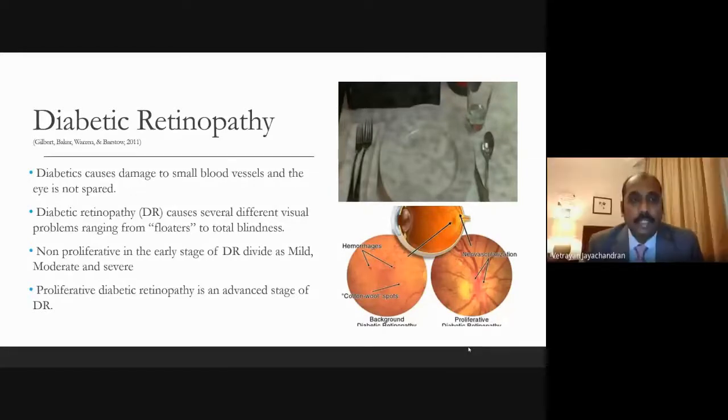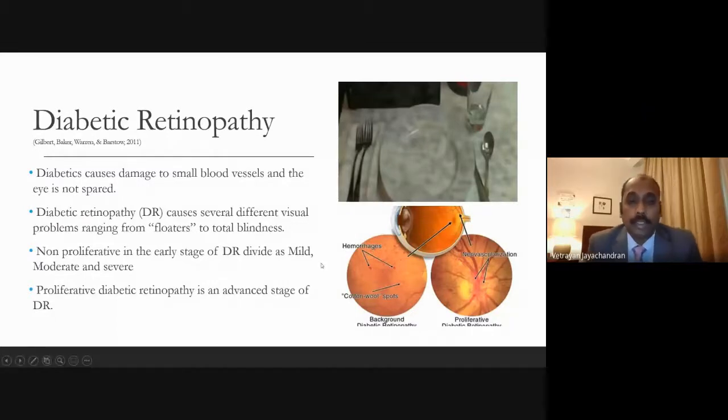Okay, so we will continue. We've seen about AMD. Next we're going to see about diabetic retinopathy. The name itself tells you it is caused by diabetes mellitus. Diabetes affects a lot of small blood vessels throughout the body parts, and the eye is not spared, it is also affected.